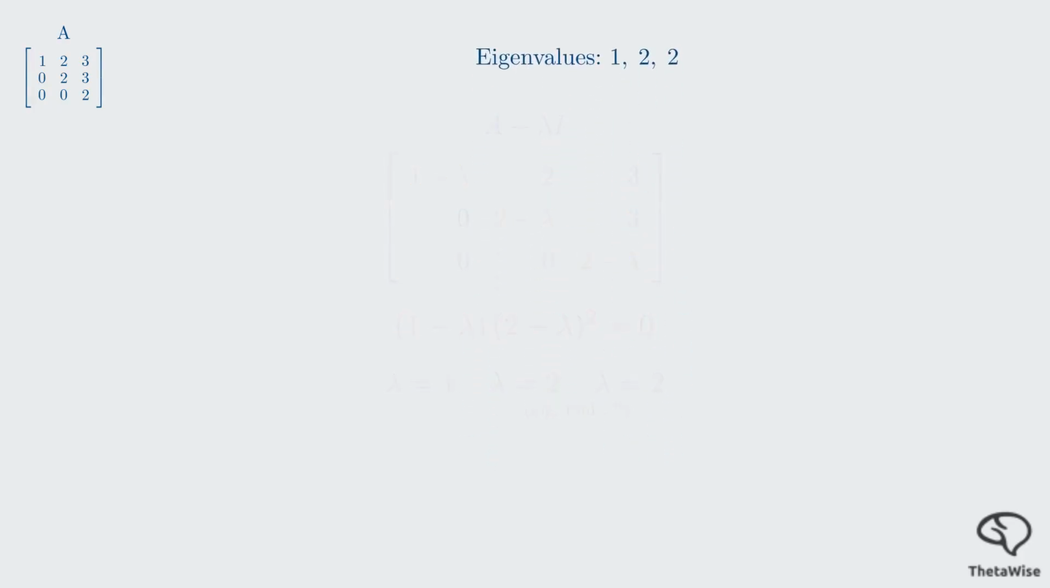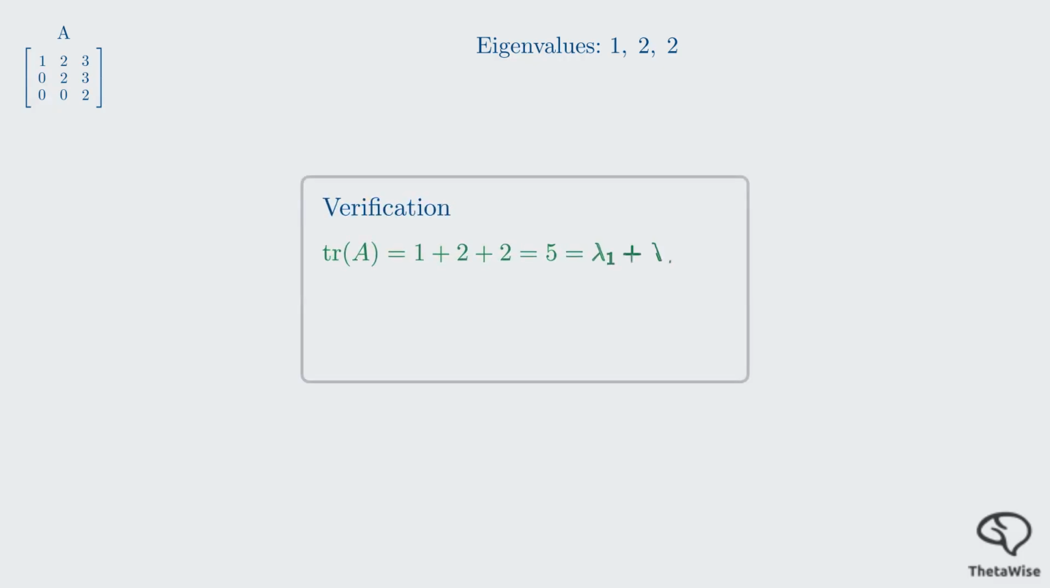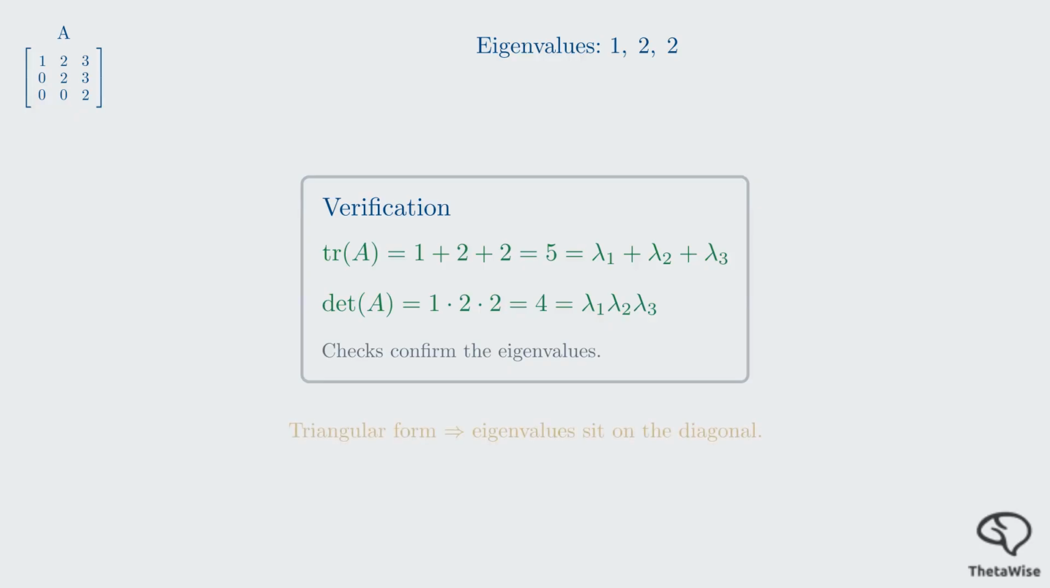We can verify the result using the trace and determinant. The trace of A is 1 plus 2 plus 2, which is 5, and the sum of the eigenvalues is 1 plus 2 plus 2, also 5. The determinant of A is the product of its diagonal entries, 1 times 2 times 2, which is 4. The product of the eigenvalues is 1 times 2 times 2, again 4. These checks confirm the calculation. Notice how the triangular form makes the first half of example 9 especially efficient. The diagonal entries already reveal the eigenvalues.